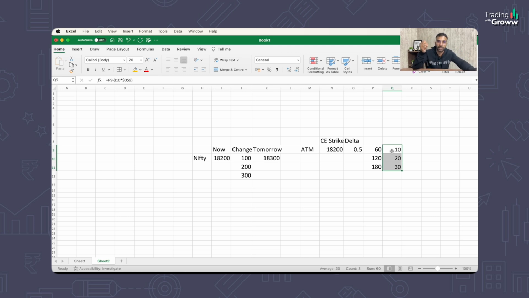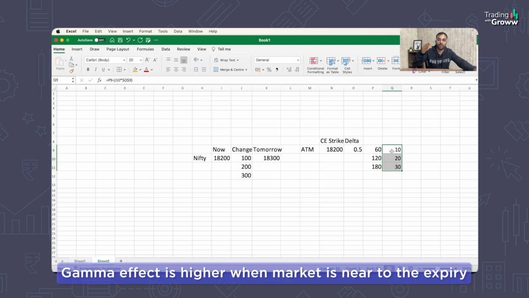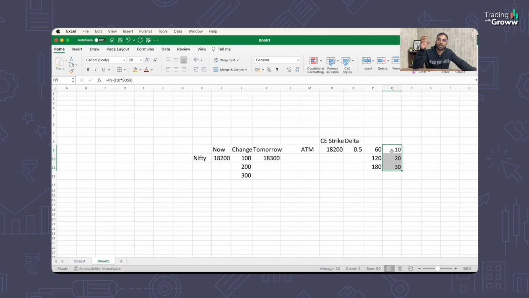Usually this kind of gamma effect is much higher when the market is near the expiry. That is why you could see, say, on expiry days when the market is trading around 2:30 p.m., with only 1 hour to go, suddenly if the market moves 100 points, you would be able to see the same ATM options which are supposed to move 50 points would have moved 70 points or would have moved 80 points.